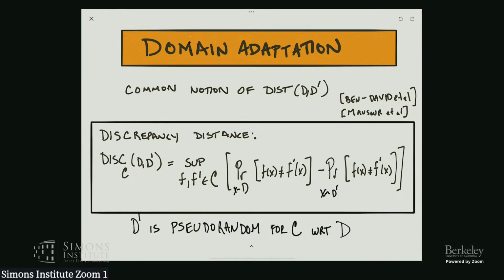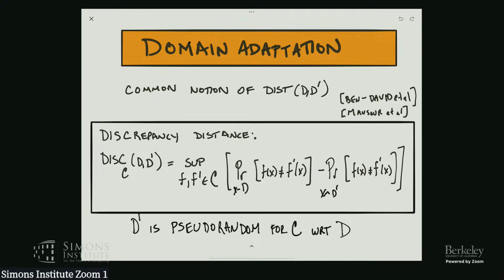And I would further say that one very, very common notion of distance between D and D prime is the notion of discrepancy distance. And here I've cited two older, but really great and foundational papers by Ben-David et al. and Mansour et al. The discrepancy distance is the supremum over all pairs of functions f and f prime of how much they disagree on D minus how much they disagree on D prime. Of course, if D equals D prime, then this is 0. But it's some notion of how much D prime is confusing D.